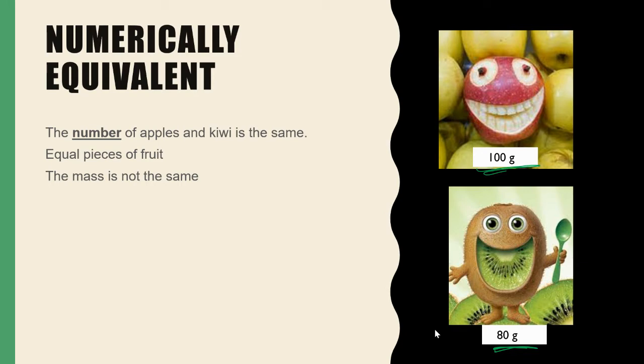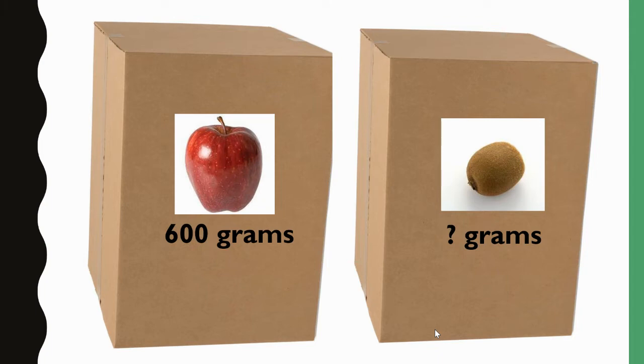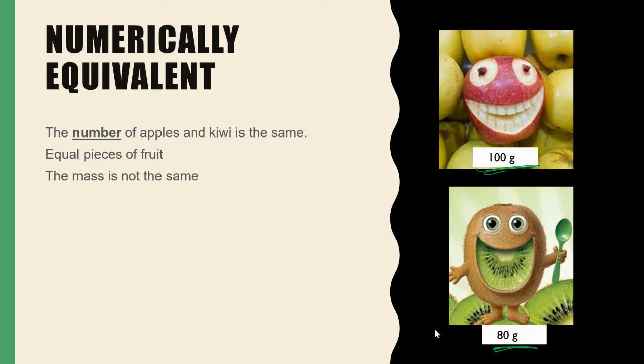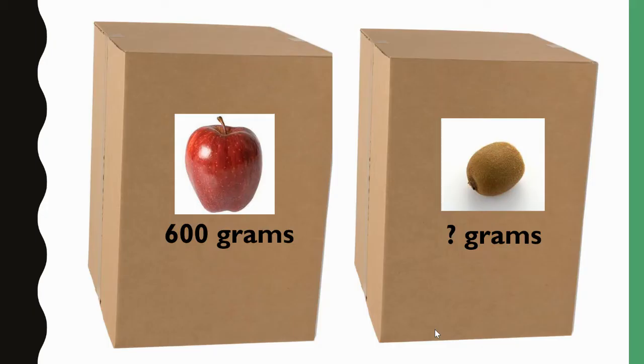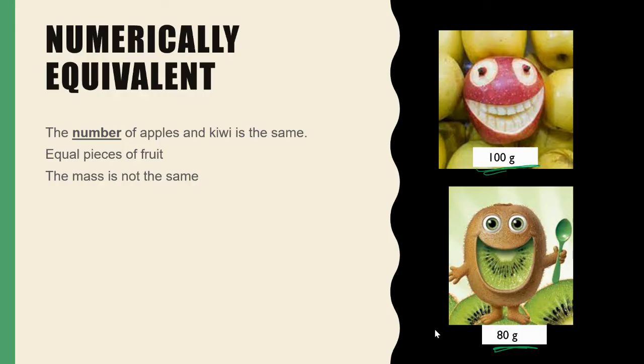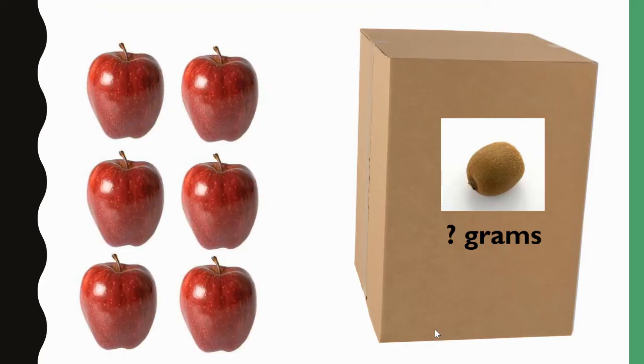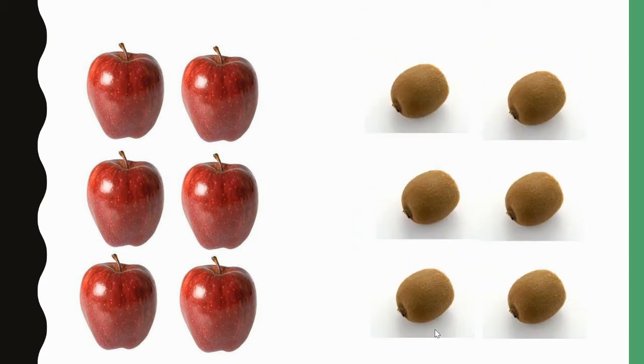That's due to the fact that the individual apples and individual kiwis do not weigh the same as each other. So if I had 600 grams of apples, let's say that every apple is 100 grams and every kiwi is 80 grams, what would be the kiwi equivalent in grams so that the same number of fruit was in each situation? If each apple weighs 100 grams and I have 600 grams, there's 6 apples. So basically this question is asking how much would it weigh to have the exact same number of kiwi? If you had 6 kiwi, what would be the mass there?